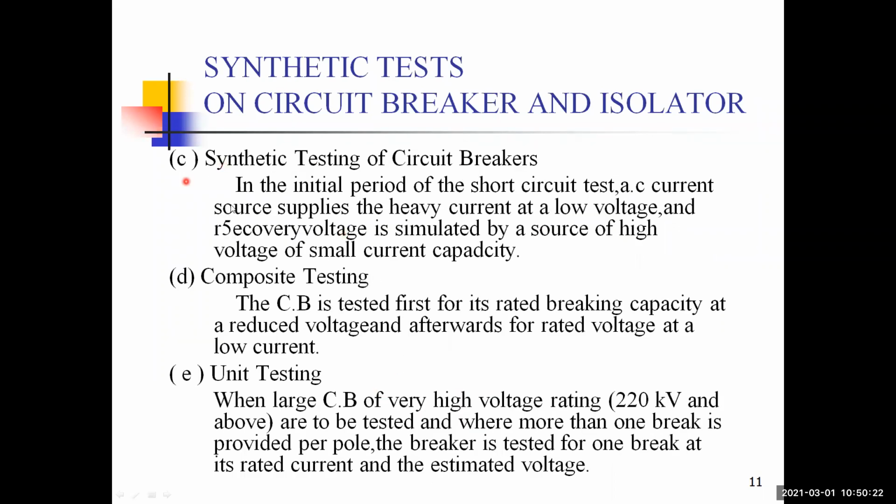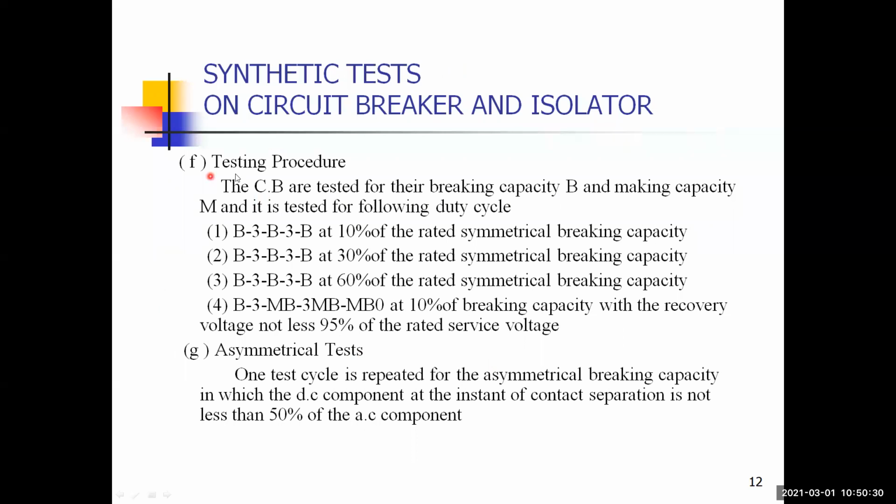So next, these are the synthetic testing of circuit breakers, and the composite testing and unit testing. These are the different types of concepts under that. And the testing procedure: the circuit breaker is tested for its breaking capacity. B is called breaking capacity. M is called making capacity. These are the different types of duty cycles we have to find.